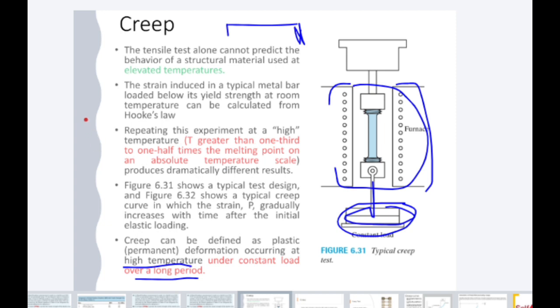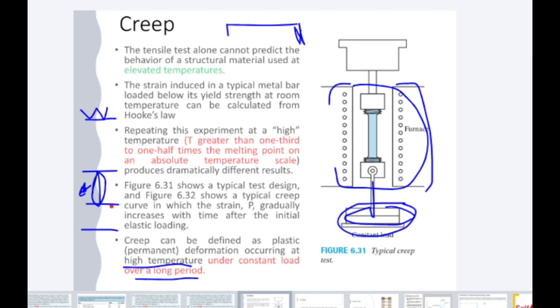So let's say the melting point is here, this is the half, this is the 1/3, and let's say this is the 0. So in this region, from here to here, the temperature value should lie if this is the melting point, right? And we have to apply it for a long period of time. It is not like for short.